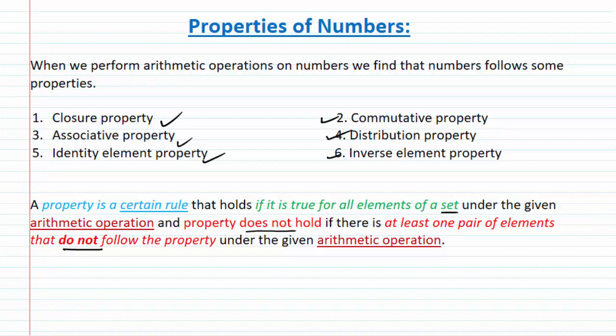It means if you are checking for a property, let's say associative property, under the addition arithmetic operation for set S, then property must be true for all the elements of set S. If we find any pair of elements which do not follow the property, then we will say that property does not hold for set S under the addition operation. So to understand the property with more clarity, let's start with our first property, that is closure property.